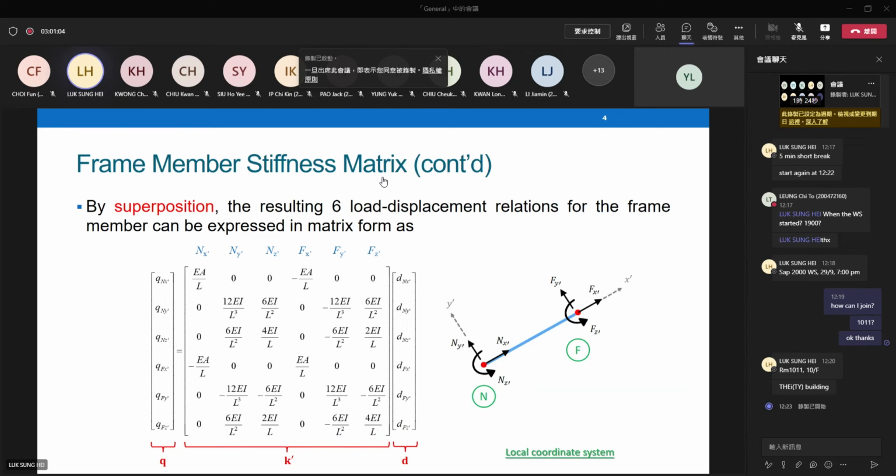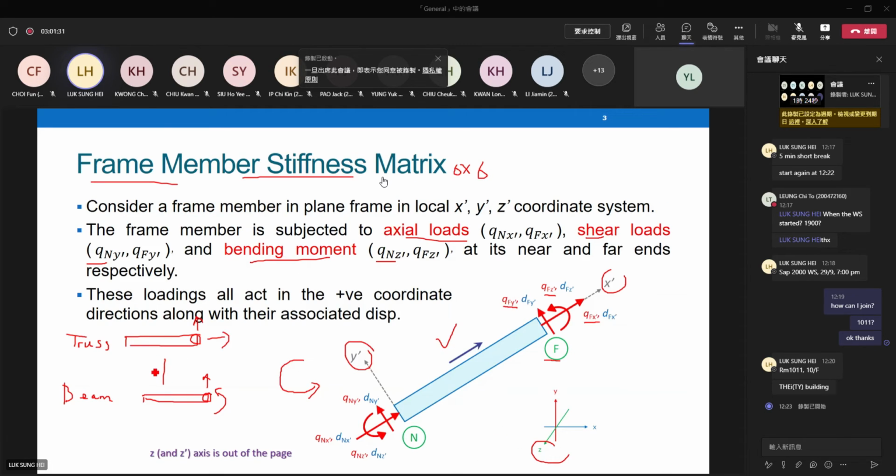Here I show you the frame matrices directly. This is the element stiffness matrix for a frame member in the local coordinate system, along X prime and Y prime directions. How to get this matrix? Actually, we just use superposition. How? Truss plus beam gives you frame. Truss takes translation, beam takes shear and bending. So when you superimpose 2 things together, it becomes a frame member.